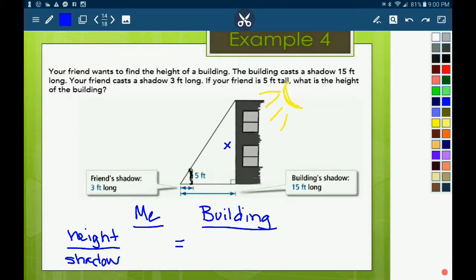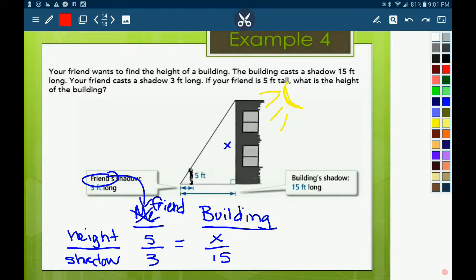So the height, or I guess it shouldn't be me, it should be your friend. The height of your friend is 5 feet, and the shadow of your friend is 3 feet. Whereas for the building, we don't know the height, but we do know the shadow, which is 15 feet long.